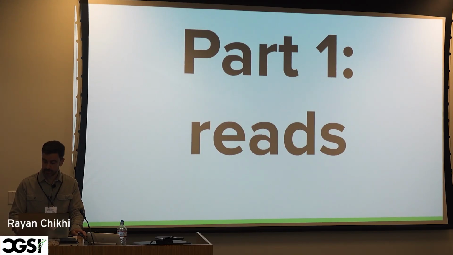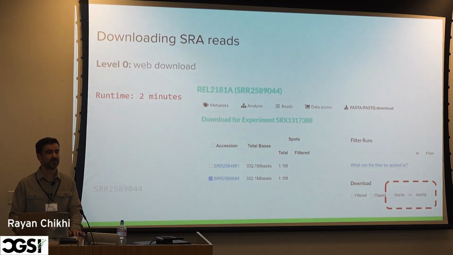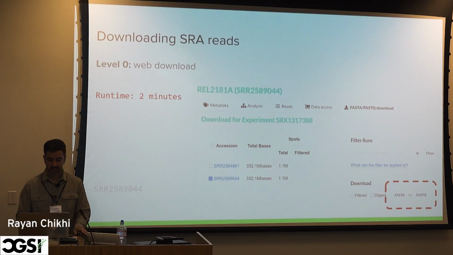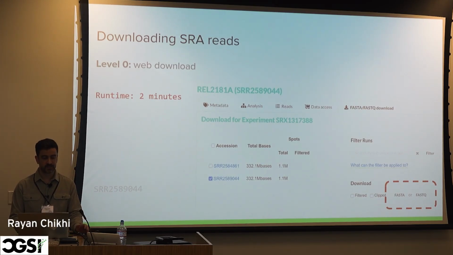Okay, I'm going to go a bit quickly on this because there's more material. Downloading SRA reads. Once you have the metadata, it's a good idea to get the reads corresponding to these accessions, right? How do we download accessions? Probably most of you have tried downloading from the web. You go to the SRA website, you click somewhere, download FASTA or FASTQ. I've done this for one particular accession. It takes about 2 minutes. It's a small accession, a few hundred megabytes.